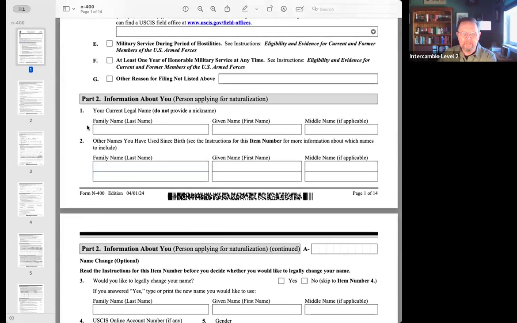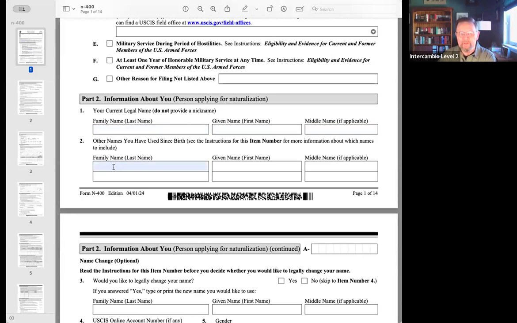Information about you, part 2, your current legal name. That would be the name that is on your birth certificate or your marriage certificate if you're a woman and married a man and you've taken his name. But the family name, your last name, given name is your first name and your middle name if you have one.